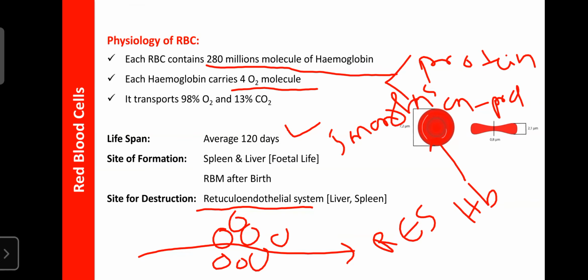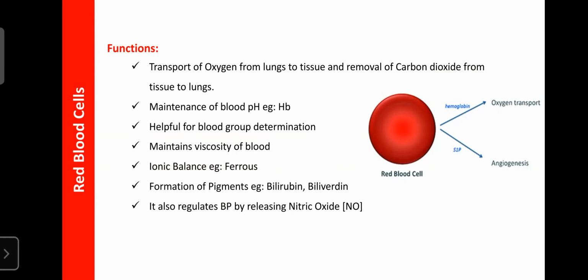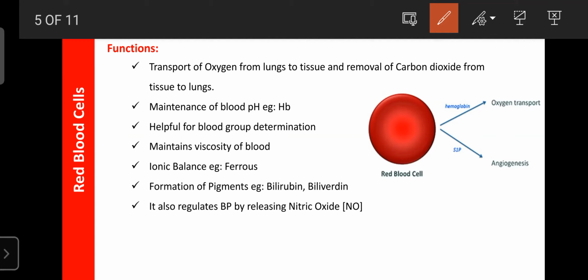So regarding the functions, RBCs mainly play an important role in the transport of oxygen from the lungs to the different metabolic cells or tissues, and about 98% of oxygen is transported with the help of RBC only, and that oxygen is required for each and every biochemical reaction that occurs in our body.